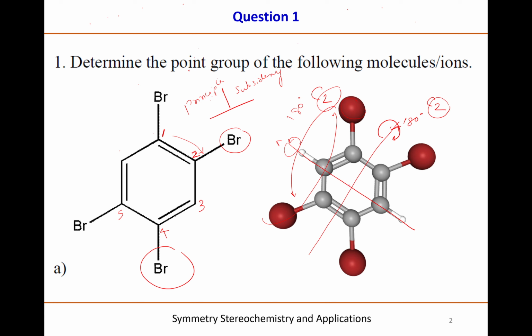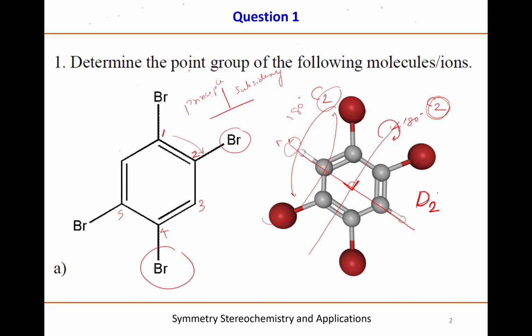Okay. Whenever these two perpendicular axes are present, we write that point group with D. D means both the principal and subsidiary axes are present in the molecule. Now we know that we have a twofold symmetry axis, right? That's why it will become D2. Now the next thing, the point group will be decided on the basis of plane.